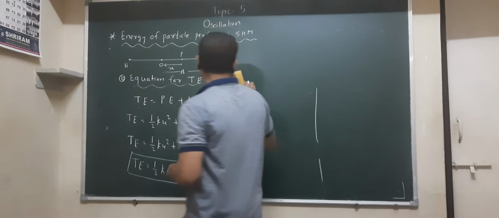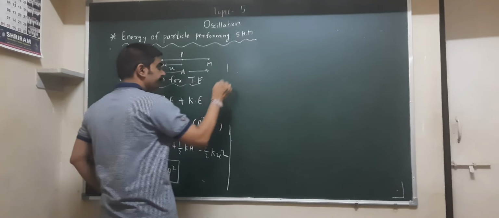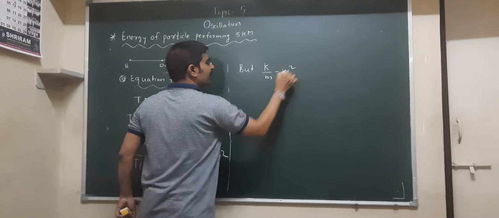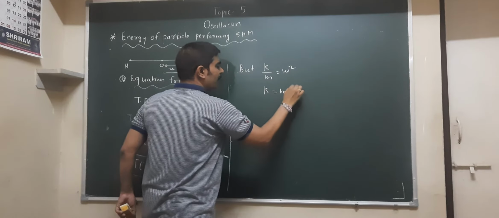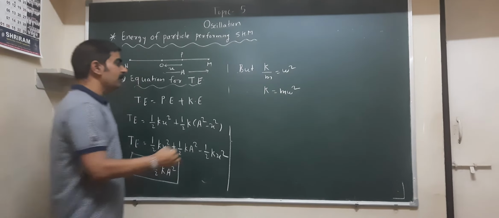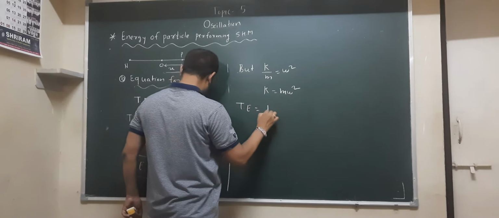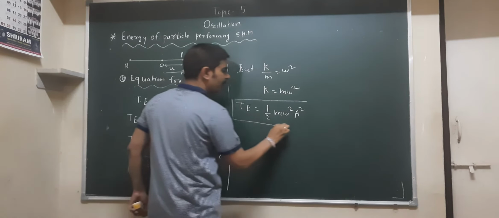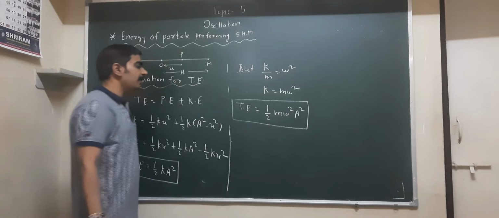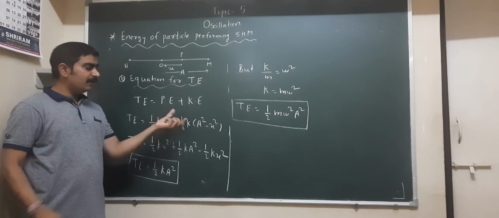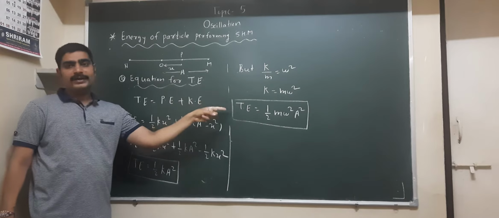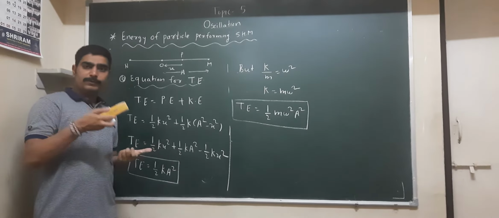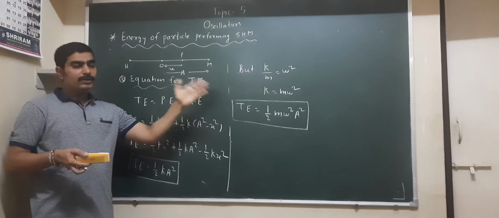We can modify this formula, but k upon m is equal to omega square. So k is equal to m omega square. So put this value. So the total energy is equal to half m omega square a square. So this is the formula for the total energy of a particle performing SHM. So friends, we have seen the equation for the kinetic energy, we have seen the equation for the potential energy, and we have seen the equation for the total energy.